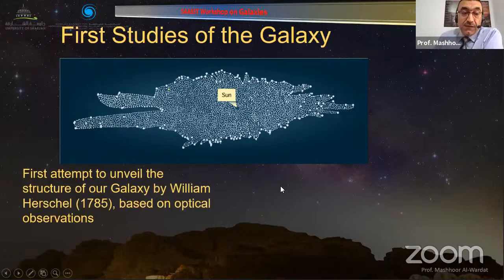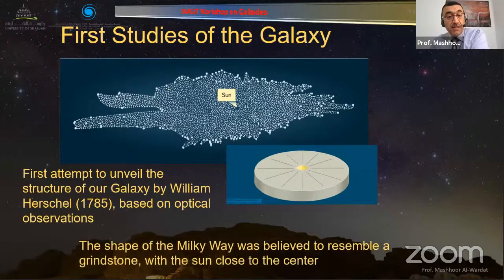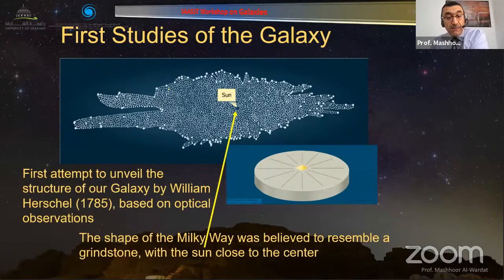The first attempt to unveil the structure of our galaxy was made by William Herschel in 1785, based on optical observations. The shape of the Milky Way was believed to resemble a grindstone, like a mill, with the sun close to the center.